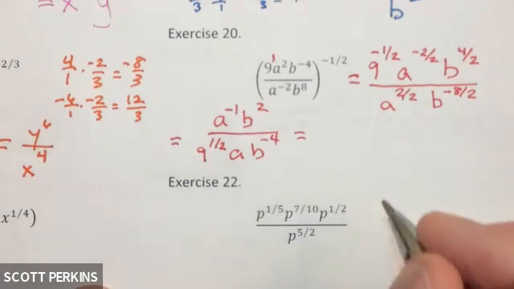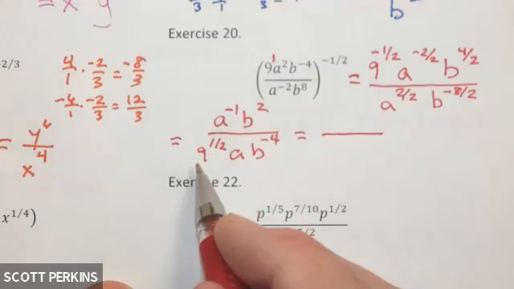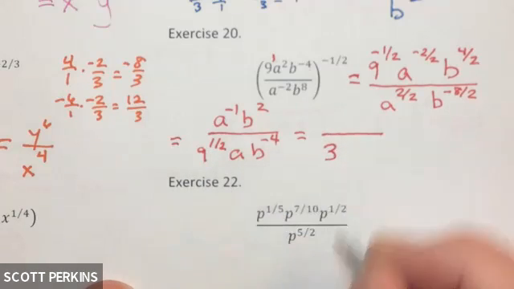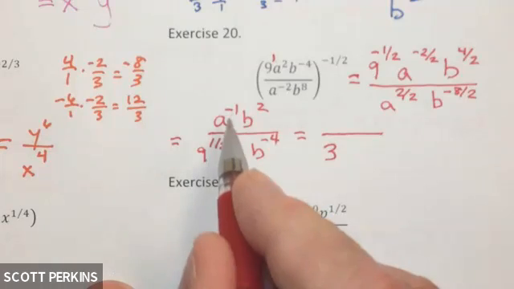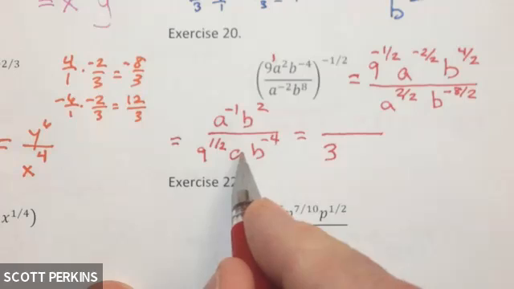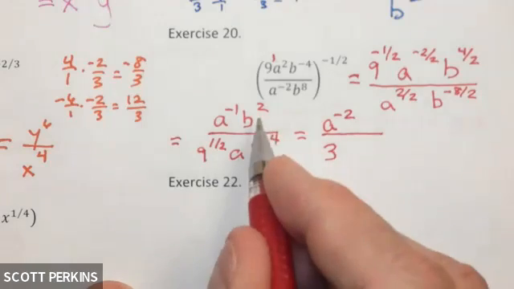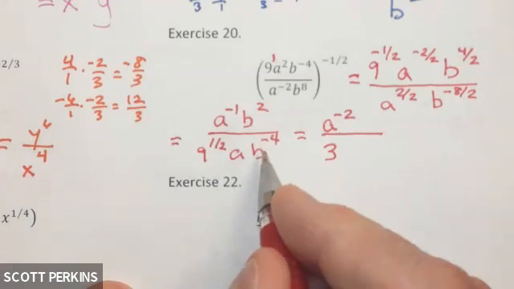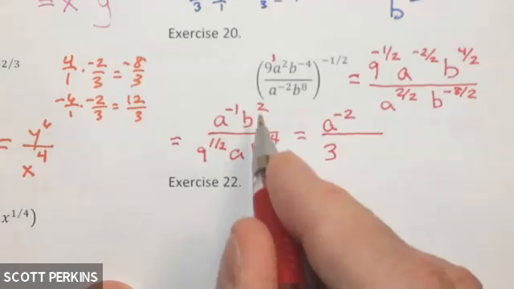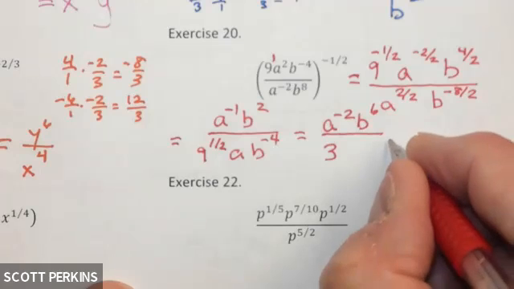And here we go. We are now ready to go ahead and finish this problem. 9 to the 1/2 power, that's the square root of 9, so that's 3. I've got a to the -1 divided by a to the first. -1 minus 1 is a to the -2. And then b to the second minus -4, minus a negative is plus, so 2 plus 4 is b to the 6th.